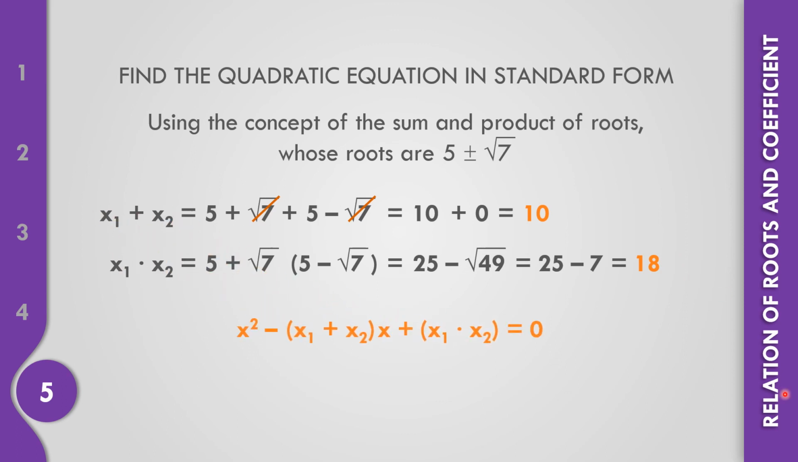Let us replace in the formula, that is x squared minus the sum of the roots times x plus the product of the roots equals 0. Bring down x squared minus the sum of the roots, that is 10x, plus the product of the roots, that is equal to 18, equals 0. So the quadratic equation in a standard form is x squared minus 10x plus 18 equals 0.